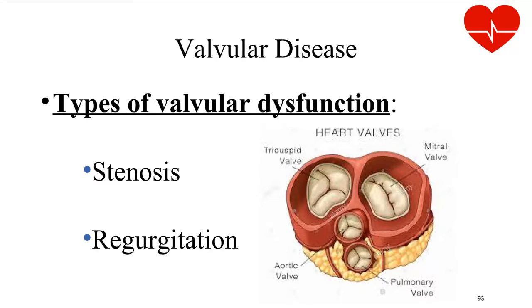It doesn't close effectively. That's correct. So the leaflets aren't closing, and we have retrograde or backflow of blood from usually the ventricle to the atria, back to the lungs. For example, if you're tracing it from the left ventricle through the mitral valve to the left atria, through the pulmonary artery or vein, back into the lungs. Okay, so that's what's happening in regurgitation. So we have backward flow.